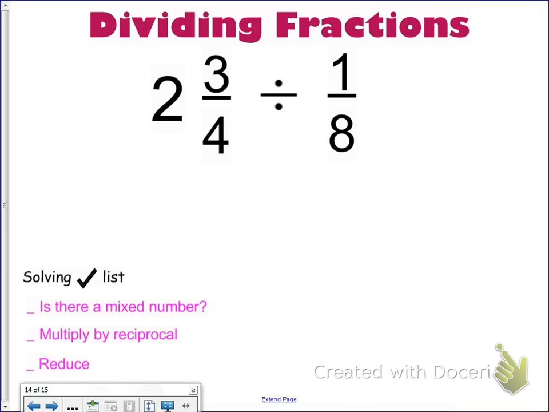So there is another little song that goes with dividing fractions. So it goes like this: dividing fractions, it's easy as pie. You flip the second and multiply.